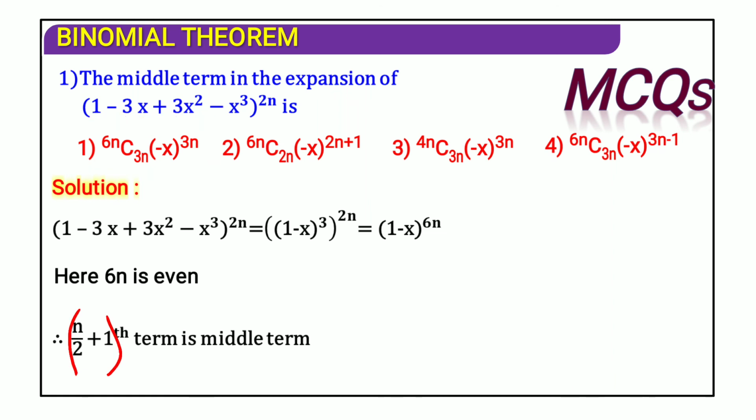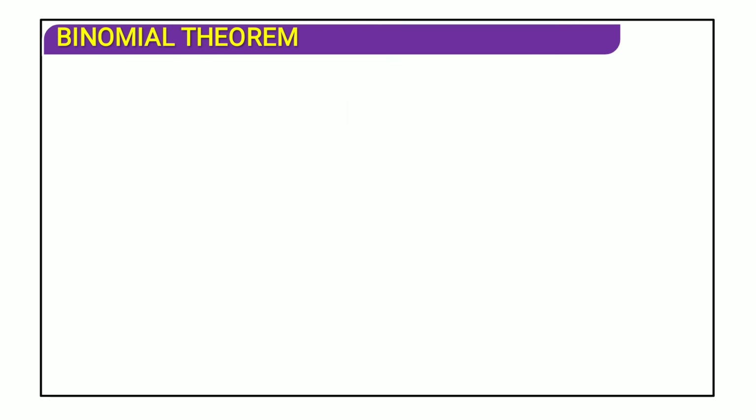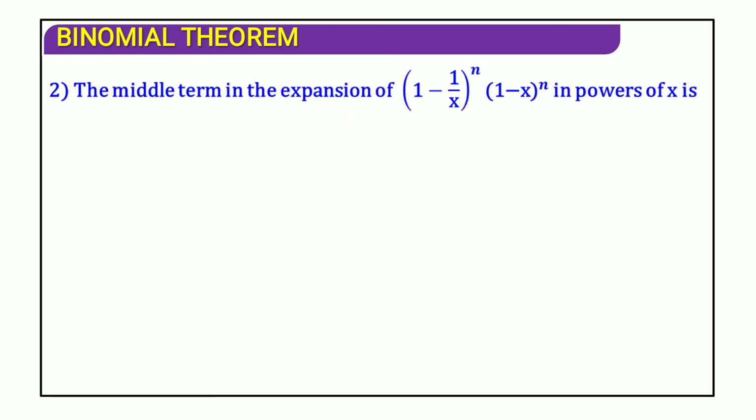Hope you got it. Okay, moving to the next question. This is the last question that I'm doing for you today. The middle term of the expansion, this thing, in the power of x is what? Option A is 2nCn, option B is minus 2nCn, option C is minus 2nCn plus 1, option D is 2nCn minus 1.